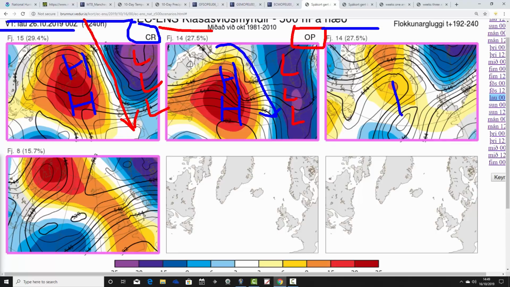14 members of the eastern ensembles with a mid-Atlantic ridge going up to Greenland, low pressure towards Scandinavia. That's a drier solution and a little bit more Atlantic based with the air.